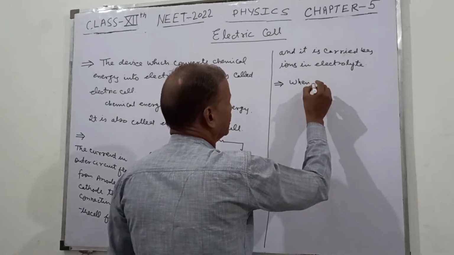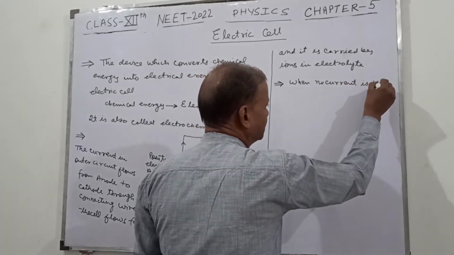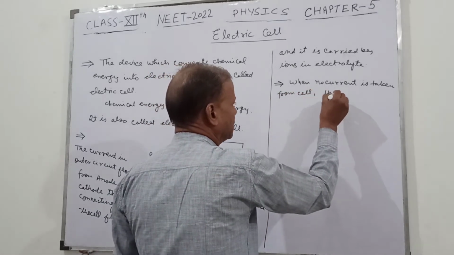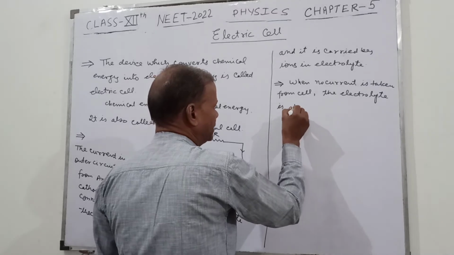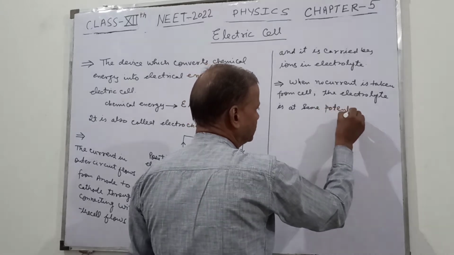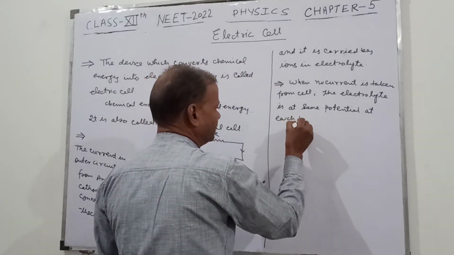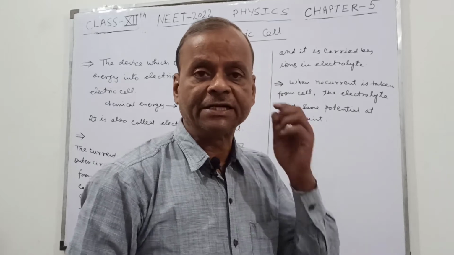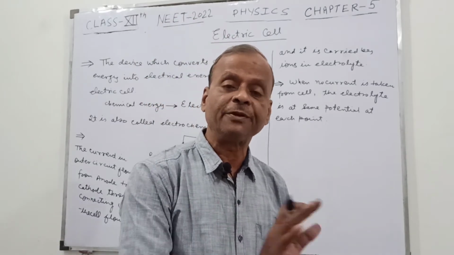When no current is taken from the cell, the electrolyte is at the same potential at each point. So when we do not draw current from the cell, in that case the electrolyte is at equal potential, so the potential at every point is equal.